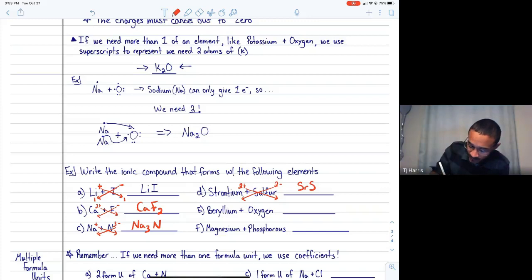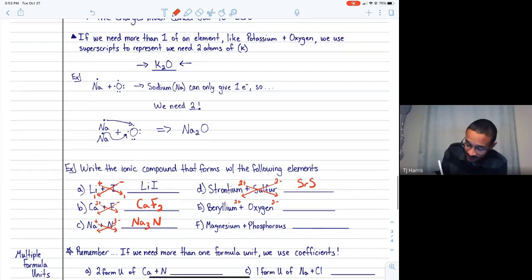Beryllium, we would have found that hanging out in group 2A. Oxygen, we would have found hanging out in group 6A. Again, 2 plus and 2 minus. I don't want 2 and 2. BeO. If you have the same number, you just need 1 of each. You just want to cancel out the charges, so there's no charge.